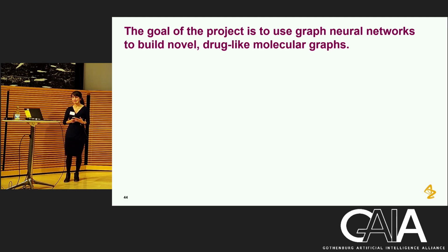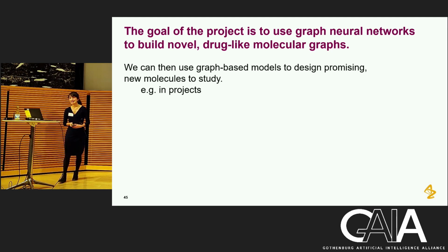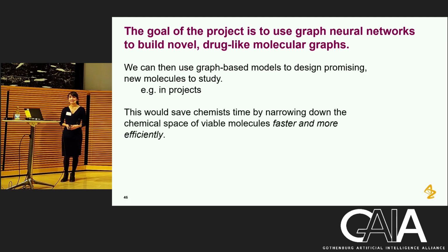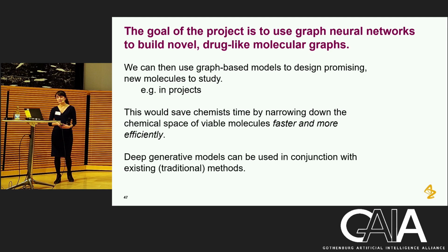So the goal of my project is to use graph neural networks to build novel drug-like molecular graphs. And this is something that we could then use, our graph-based models, to design promising new molecules to study, for example, in projects. And the idea is that you could save a chemist's time because the computer could come up with viable molecules faster and more efficiently than a human could. The idea is to design a tool that a chemist could then use to carry out their work as they would usually do.